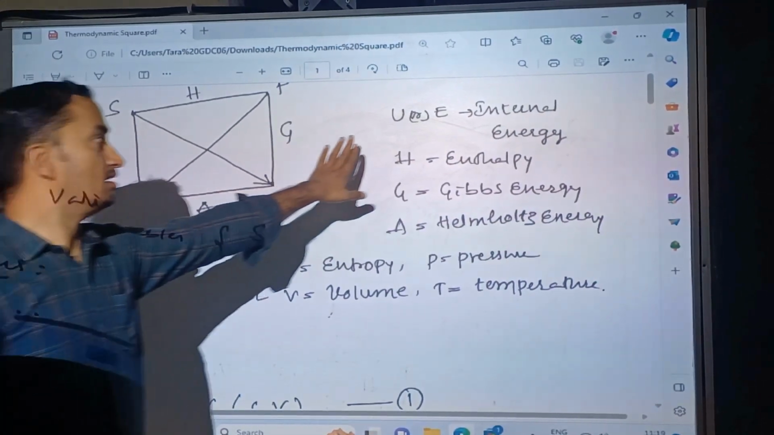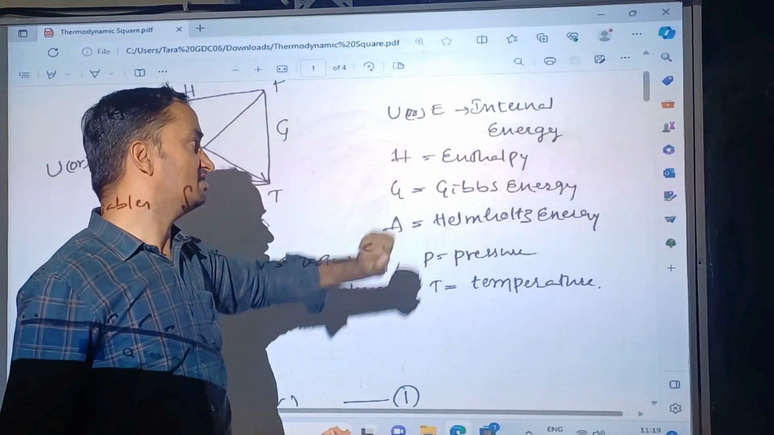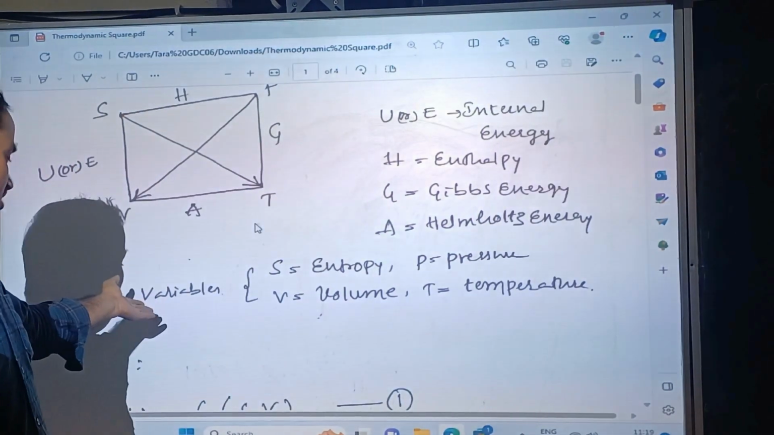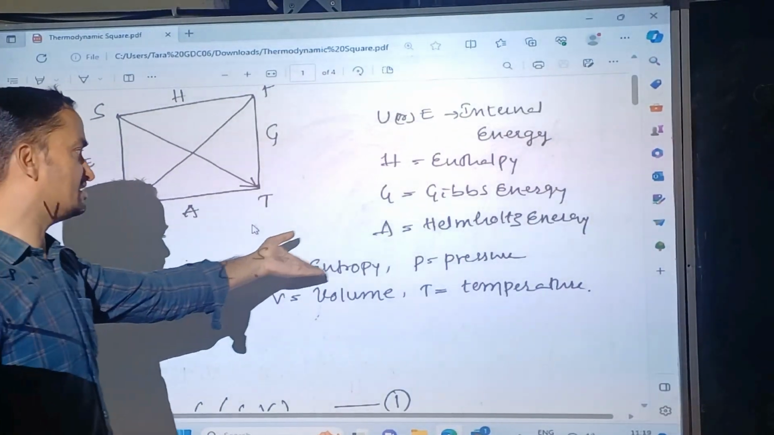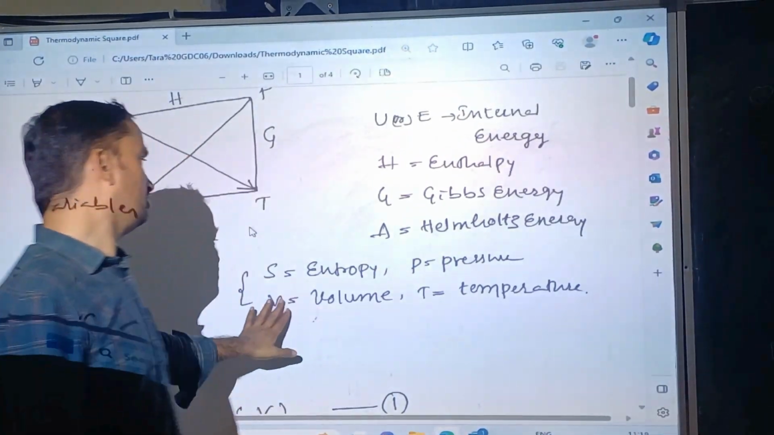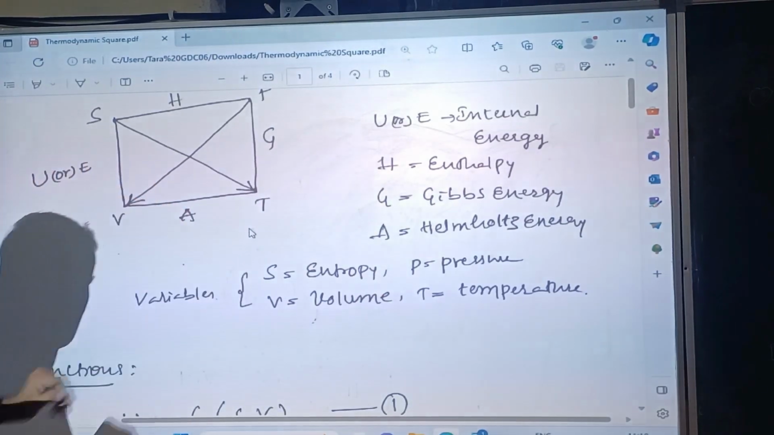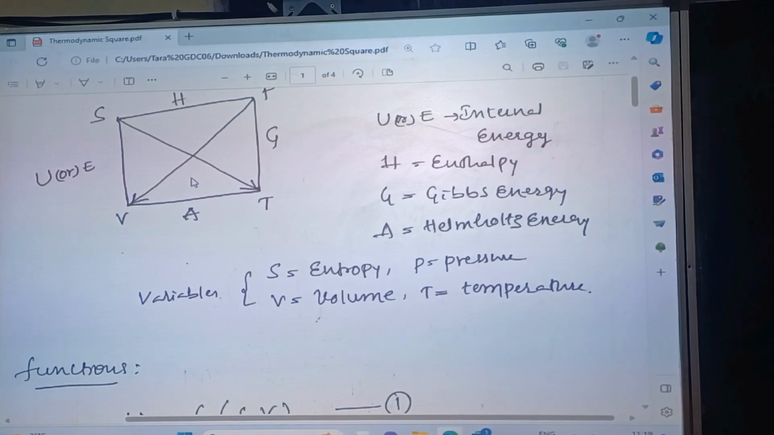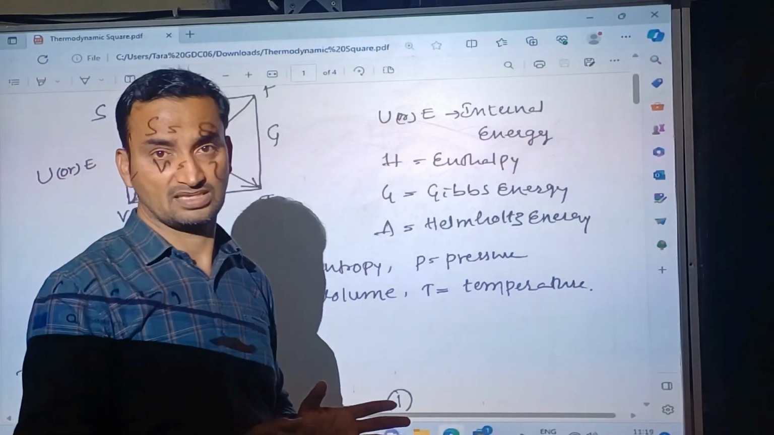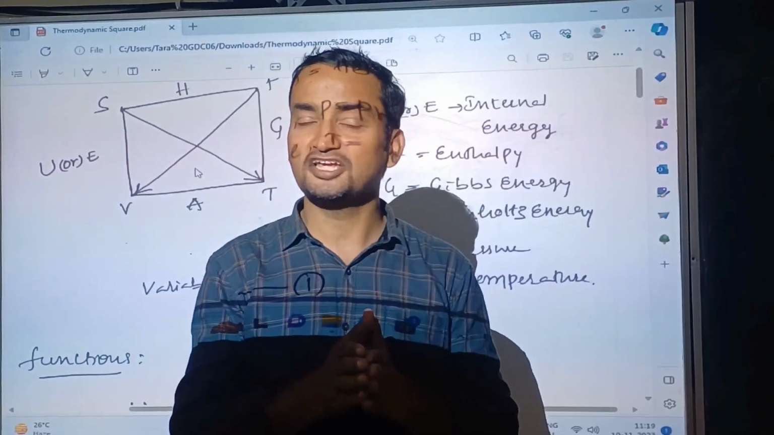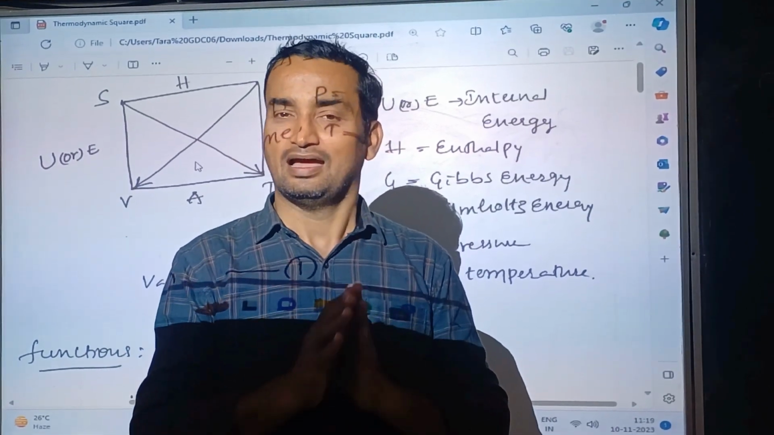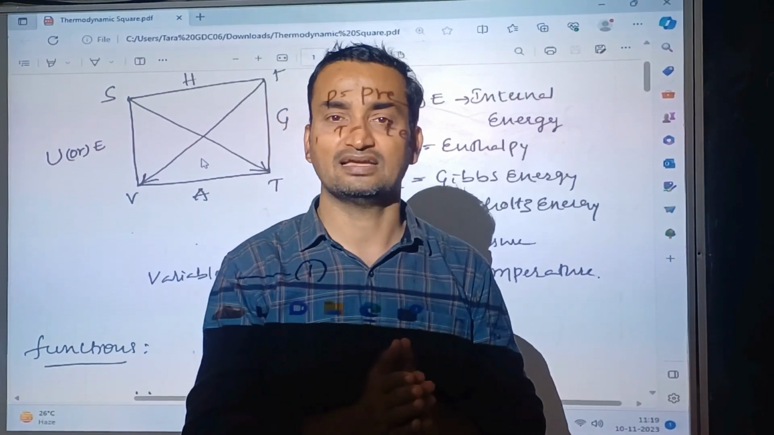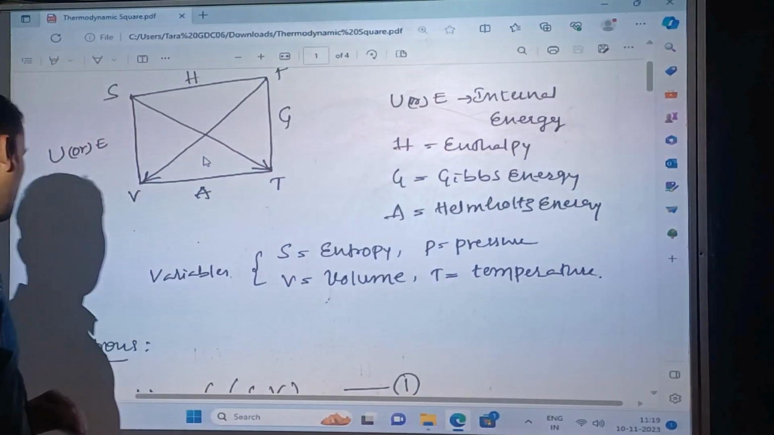So U is internal energy, H is enthalpy, G is Gibbs energy, A is Helmholtz energy. Already we have seen the variables: S is entropy, P is pressure, V is volume, T is temperature. Now from this diagram we are going to derive functions. We are going to get the relations of those functions, partial differential equations and also Maxwell relations. Now, first we will see the functions.